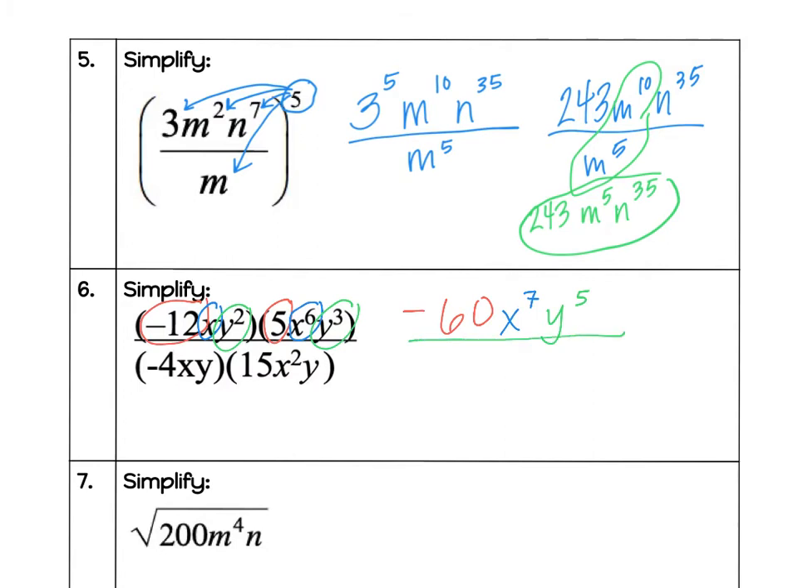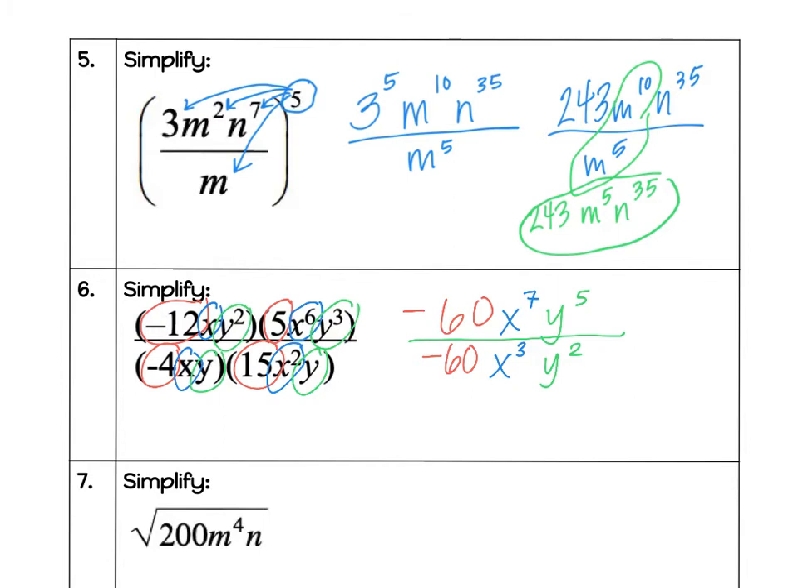All right, now let's do our denominator. Negative 4 times 15 is going to give me negative 60. x times x squared is going to give me x to the 3rd. And then y times y is going to give me y to the 2nd. Okay, so this negative 60 over negative 60 is equivalent to 1. So we can essentially just erase them because we don't need to write it since we're multiplying. So we don't need to write those.